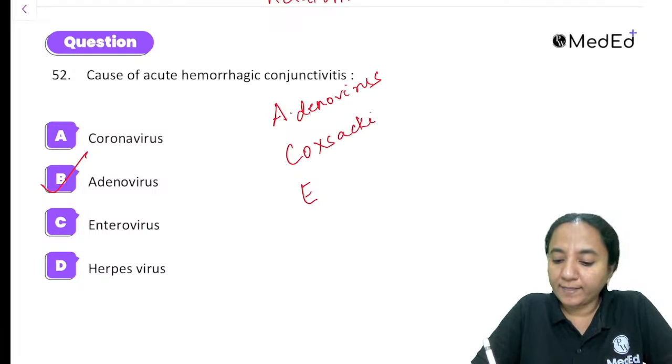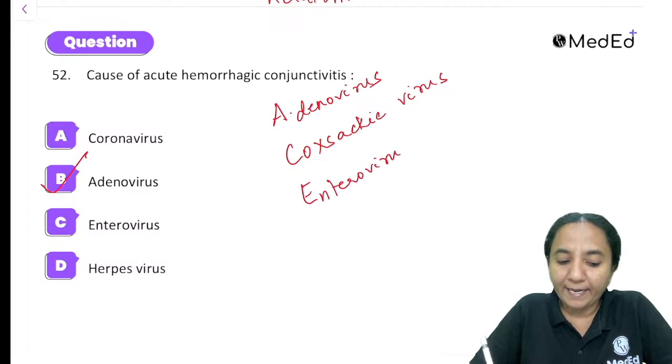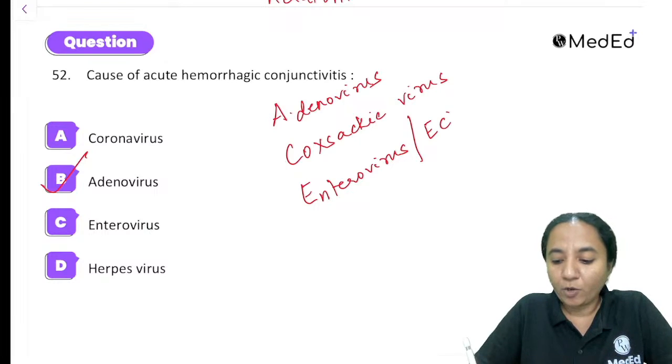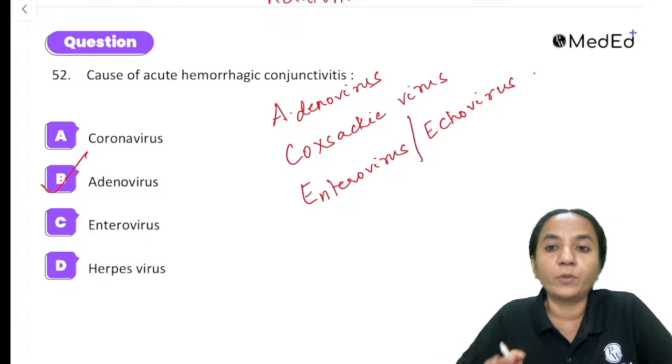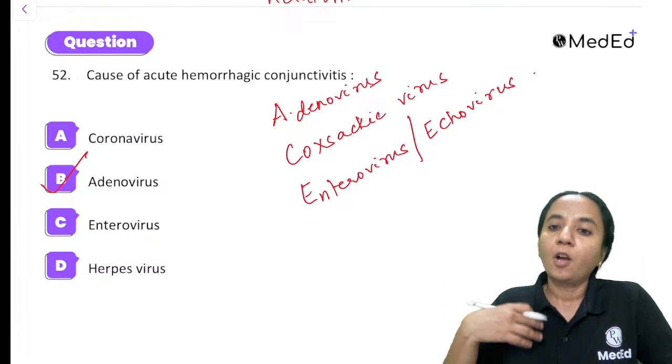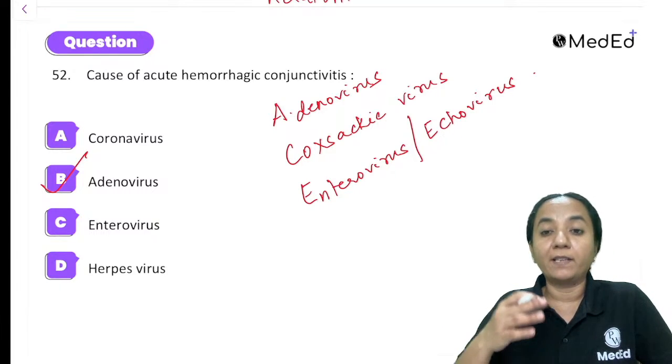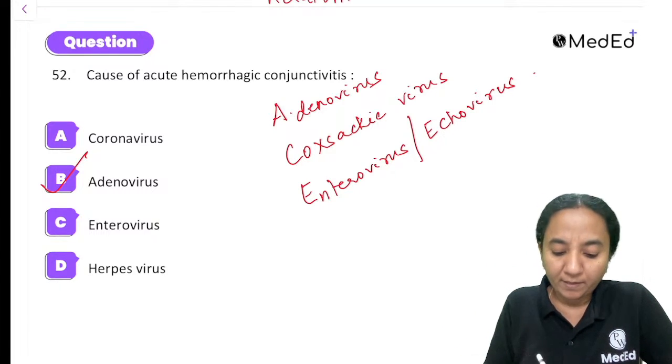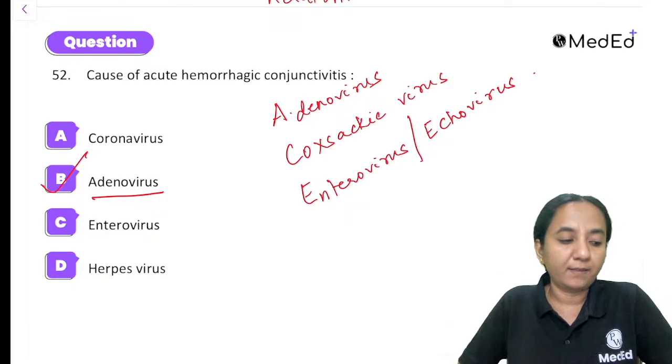Then you have Coxsackie virus. This is also a cause but less common. E stands for enterovirus and ecovirus. So enterovirus is also a cause but not the most common. The most common cause of hemorrhagic conjunctivitis is adenovirus. Coxsackie virus, enterovirus and ecovirus are other causes, but most common is this, and that's why we are marking this as the answer.